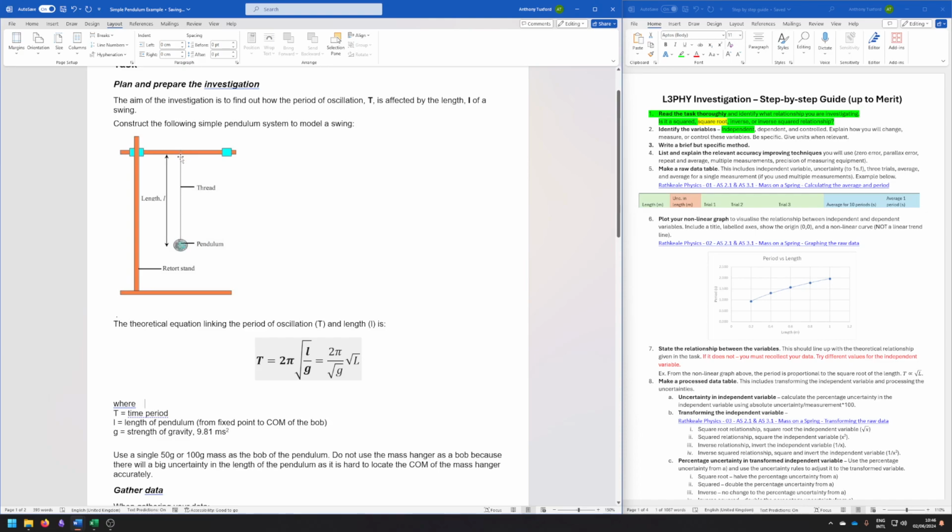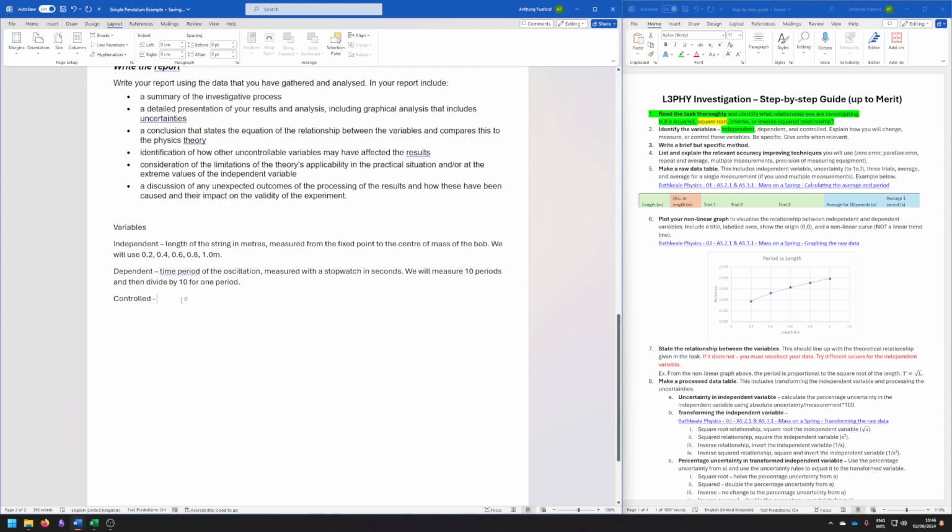Similarly, how we attach it at the top, if that changes, so the fixed point moves up or down, that is actually also changing the length. So those would be the two most significant controlled variables. So we'd have controlled variables: the bob, keep the bob the same to ensure that its center of mass doesn't change. The fixed point, keep the fixed point the same to ensure that the length doesn't indirectly change. Cool.